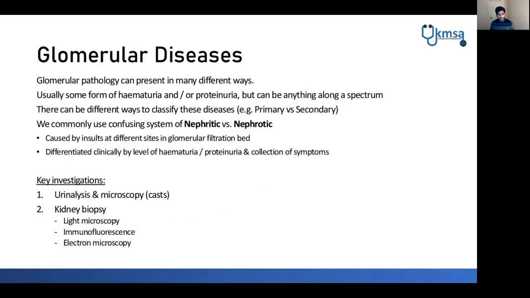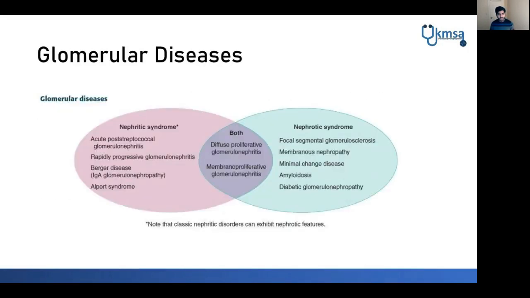There are 2 main investigations that help you differentiate between nephritic and nephrotic, and also between the subtypes. Number 1 is your microscopy, looking at different casts that are present. Then the urinalysis, how much protein is being excreted, and hematuria. And the final one is, like I mentioned before, your kidney biopsy and the different ways to look at the cells. So this is kind of an overview. There's nephritic syndrome on one side, nephrotic on the other, and there is an overlap. What's tricky is that in nephrotic syndrome, you may still get a bit of hematuria, which you wouldn't expect. So there's a huge overlap, but this is something for your reference.